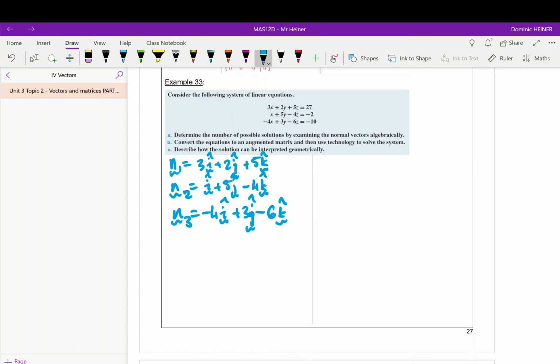So to determine whether we have parallel planes, we have to check if the normals are parallel. We can see out of all of these that there's no two normals that pair up to be a scalar multiple of each other. So that means none of the normals are parallel, and hence no planes are parallel.